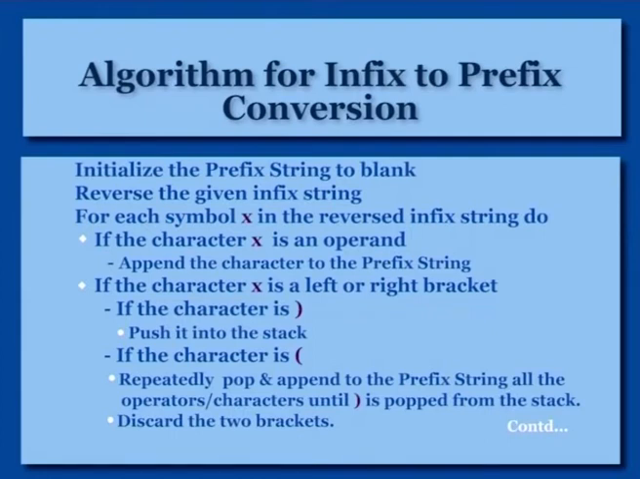If the character is an operand, then we append it to the prefix string. If the character is a closing bracket, then we push it into the stack. If the character is an opening bracket, then we repeatedly pop and append to the prefix string all the operators and characters until the closing bracket is popped from the stack. We then discard the 2 brackets.